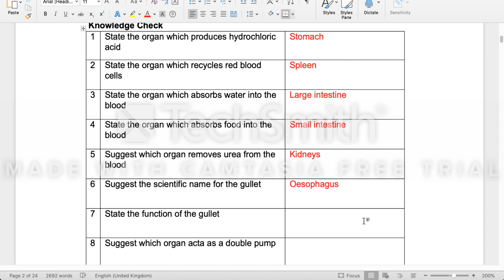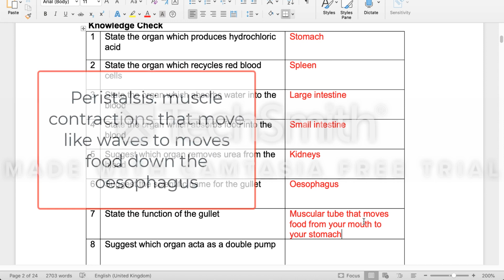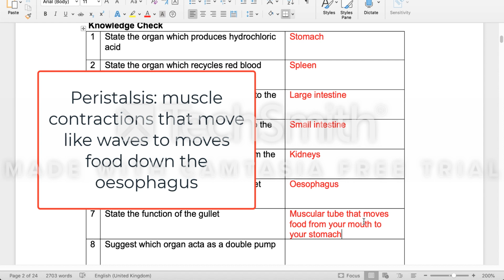Number 7, state the function of the gullet. The gullet, or your esophagus, is that muscular tube that moves food from your mouth to your stomach. I think I did mention in one of the previous lessons that you don't consciously move food from your mouth to your stomach. Your muscles kind of do it out of habit. This is a process called peristalsis, if you want to look it up. Peristalsis is just that movement of muscles that pushes the food through your throat down into your stomach, which is another reason why you can actually eat food upside down and that food will still reach your stomach.